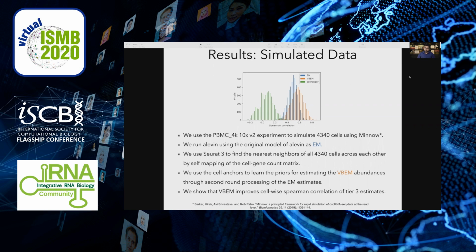The important point is, since we know the ground truth, we can actually calculate the cell-wise Spearman correlation of the estimates generated by various methods. And that's what we did. It's shown in this plot: the cell-wise Spearman correlation of tier 3 estimates for EM, VBEM, and Cell Ranger, where VBEM is doing much better than EM, and specifically is doing much better than Cell Ranger.